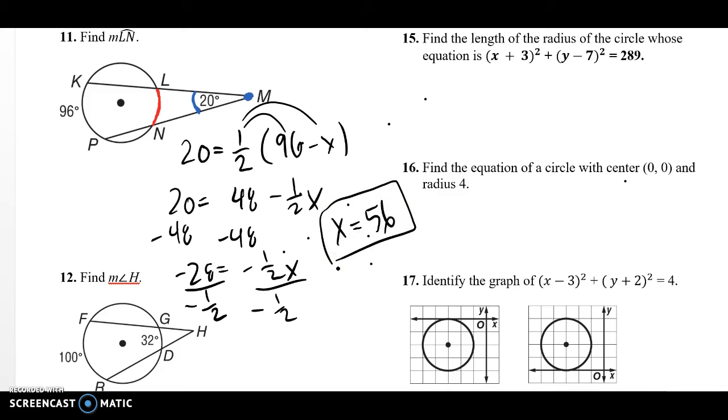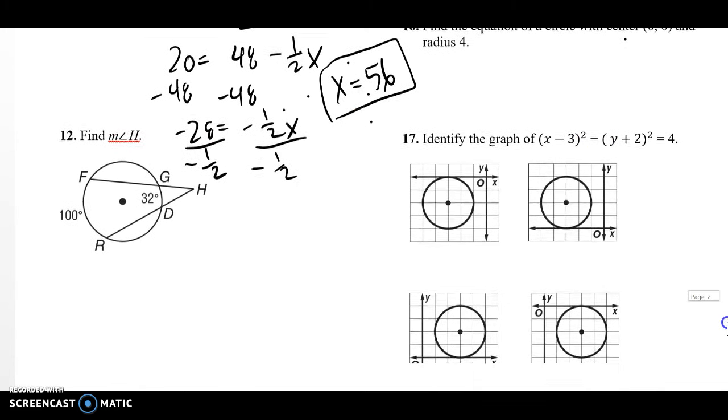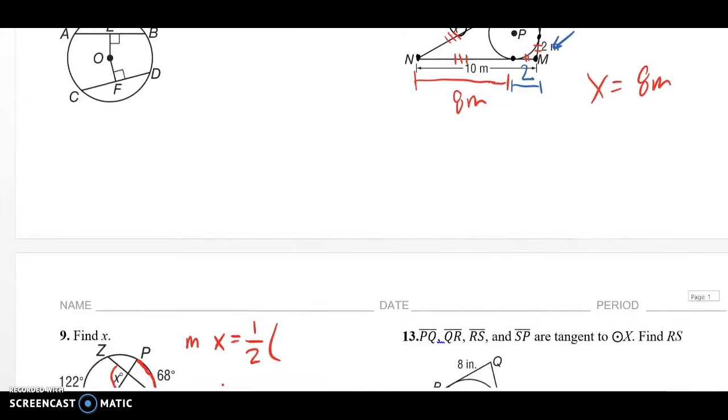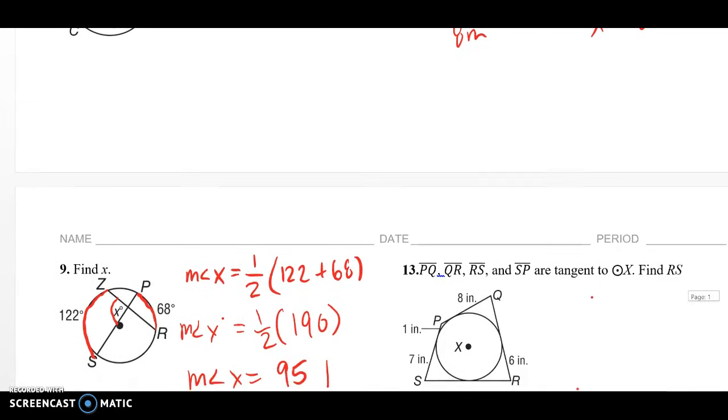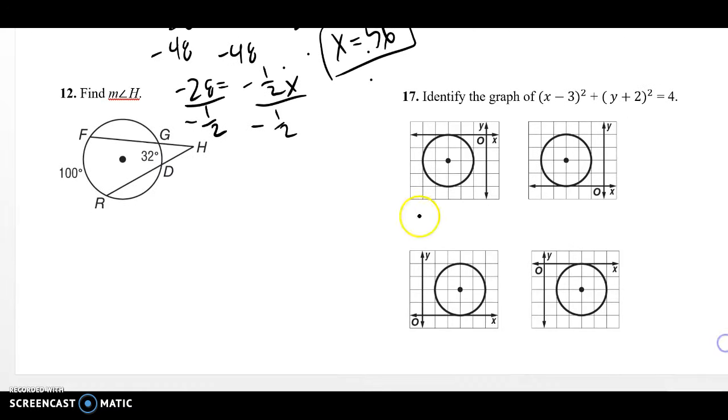X equals 56. Okay, I think I'll do one more problem for this video, and then we'll go to part 3. Actually, you know what? We'll stop there and we'll pick up on number 12 in part 3 of this video. It should be the last part. Alright.